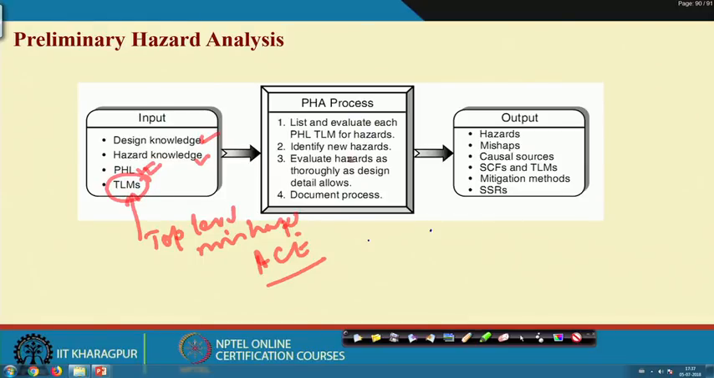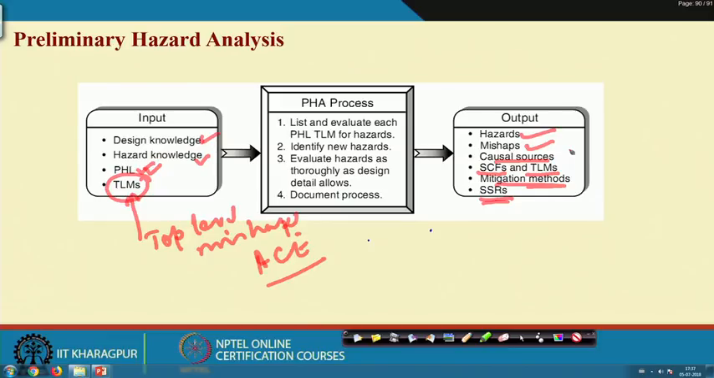What are the outputs? Hazards that you have already seen in PHL, accidents you have seen in PHL, causal sources, safety critical functions and top level mishaps are also there, but we have not discussed the details. Then mitigation methods and safety reviews. All those things are the output.